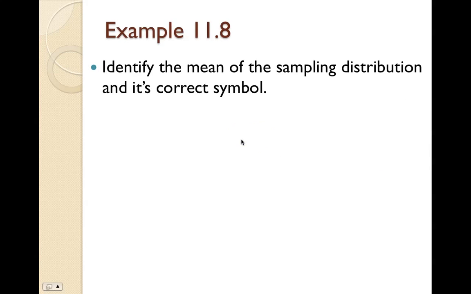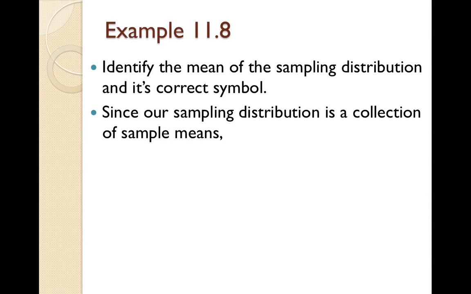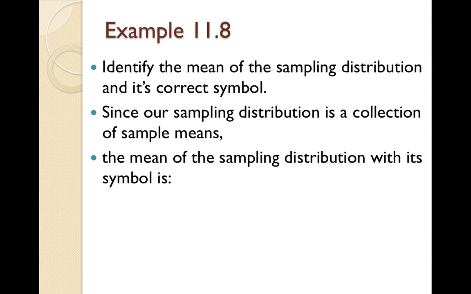The mean of the sampling distribution and its correct symbol. Our sampling distribution is a collection of sample means, and so the mean of all the sample means is denoted by mu sub x bar. And its value in this problem, the same as the value of the population mean, is 40,000. So our test is based off of the sampling distribution of sample means, and in the very center we have 40,000.